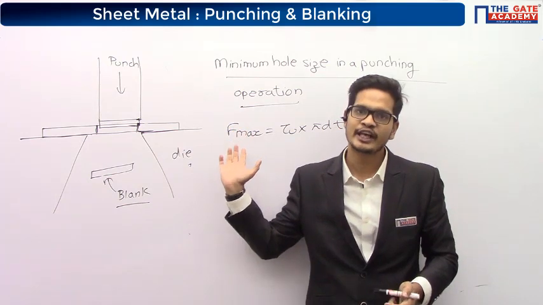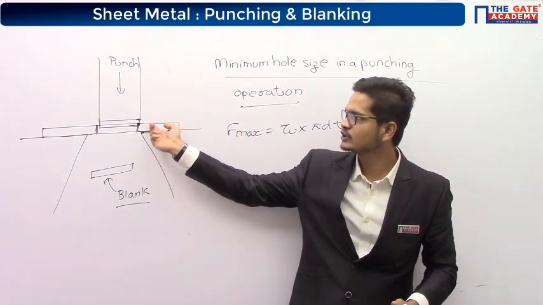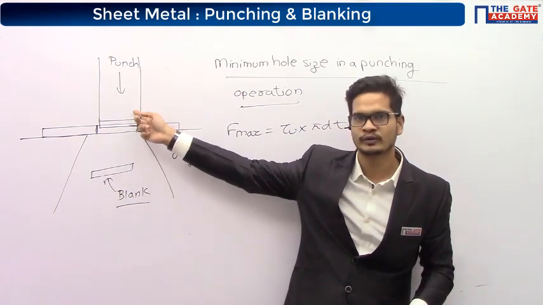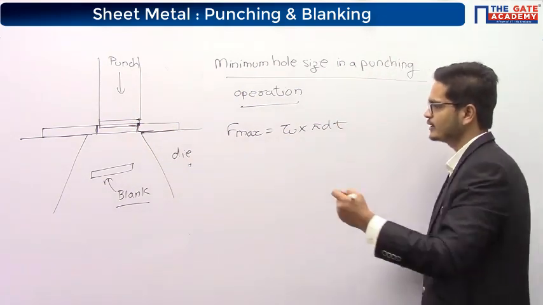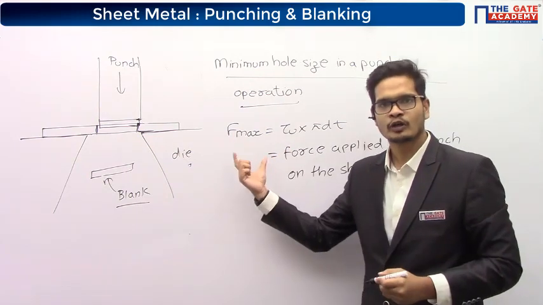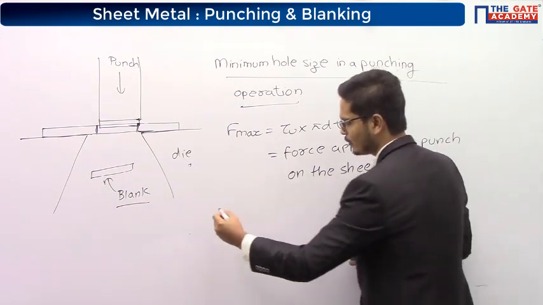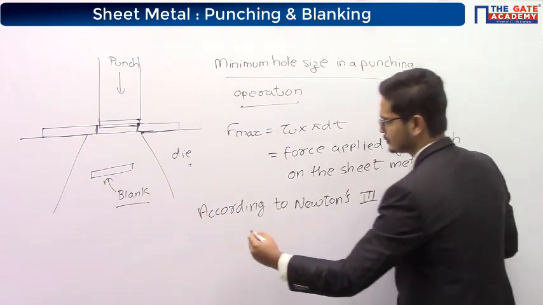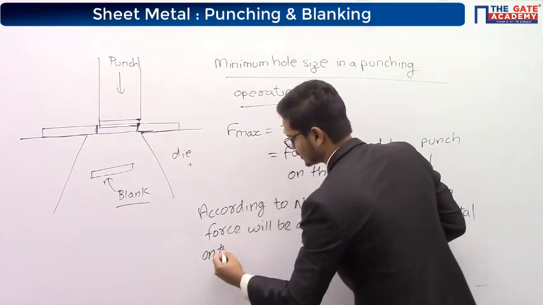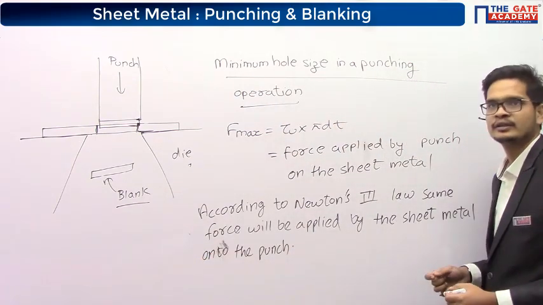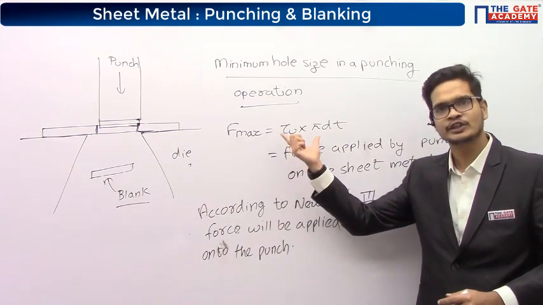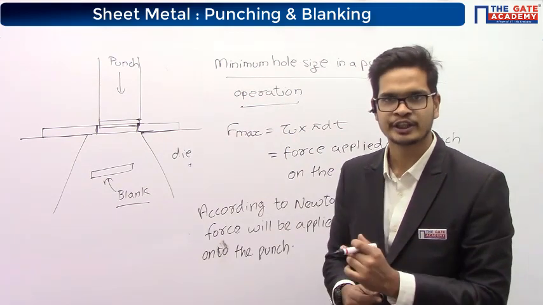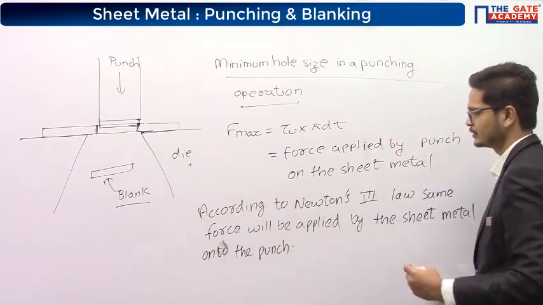So the same force will be applied by the workpiece onto the punch also, because of Newton's third law. According to Newton's third law, the same force will be applied onto the punch. Because of this force acting on the punch, let us say this is inducing stress sigma on the punch.